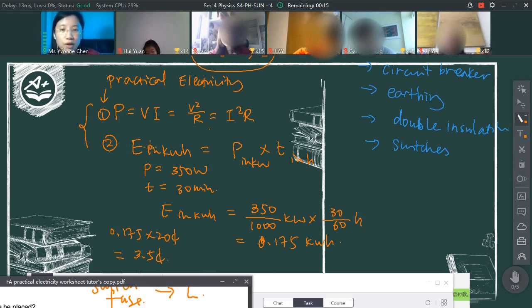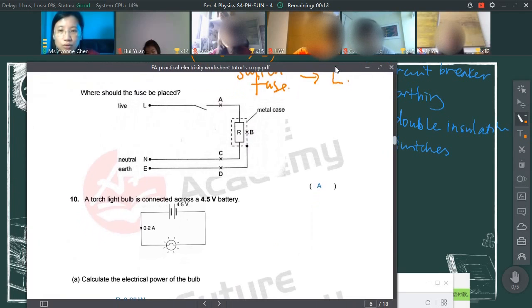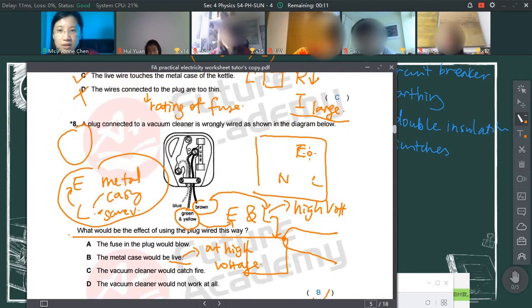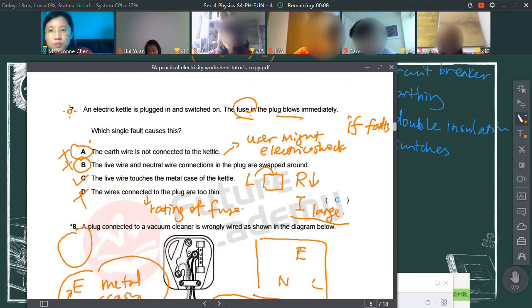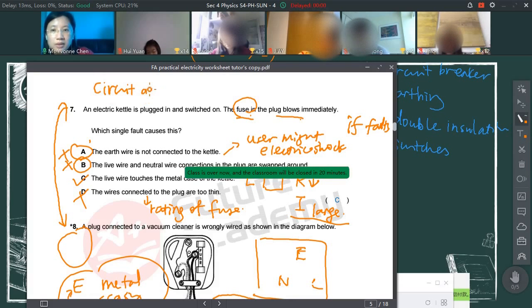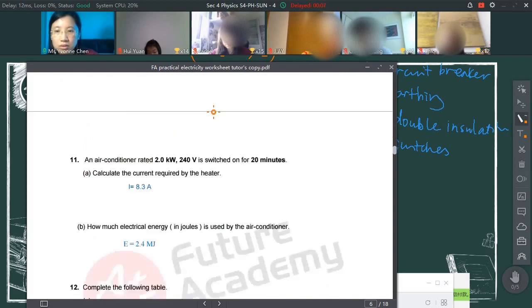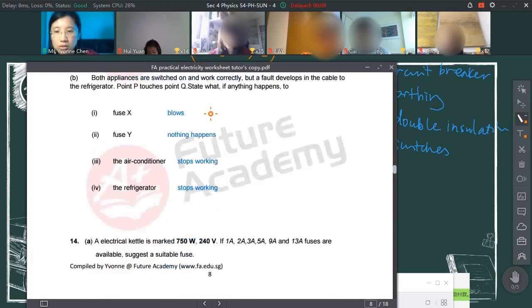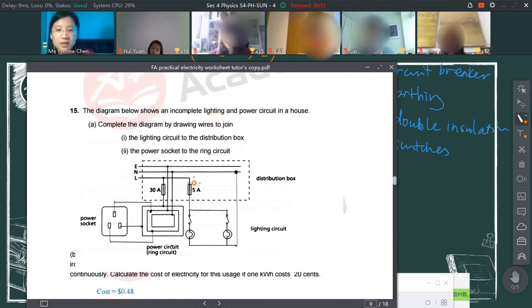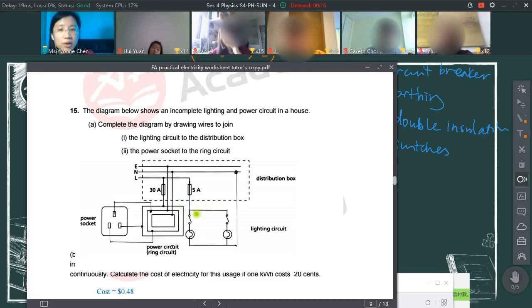For our next lesson, what we are going to do is questions like 7 and 8. We'll focus more on these two. A lot of explanation questions may come out, and we are going to do more circuit diagram questions as well. When I say circuit diagram, I mean questions like question 15 or something like this. We are going to do more such questions, higher order questions, next week.